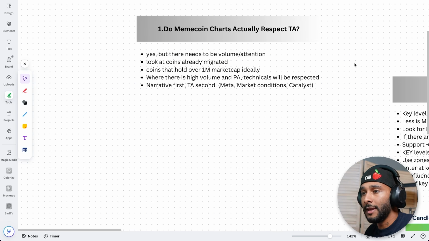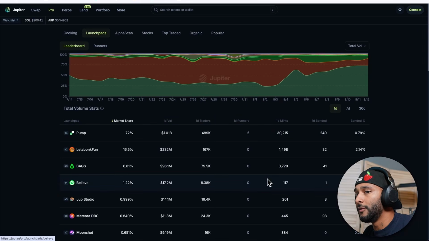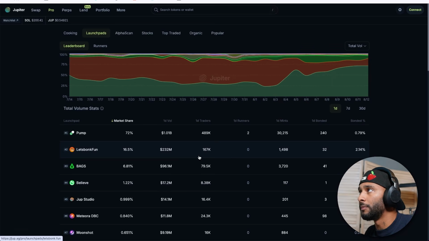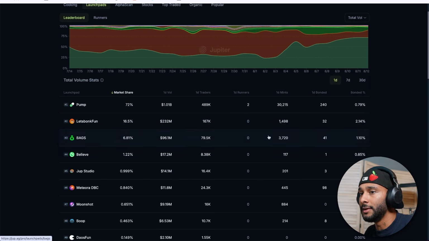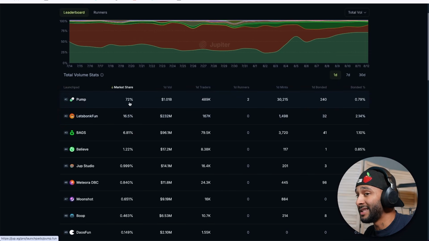One way that I look at that is I usually go on Pro, Jupiter, launch pads, and you can get an idea of the market temperature here. It's also on Axiom Pro, but this is just more in depth. You see the fees generated, everything. You see Bonk just today kind of doubled in market share. Pump is still obviously on top, but then we got Bags, a lot of Bags plays in the group lately. Jupiter Studio, Believe, getting some action lately. So these are the things that you're going to see.